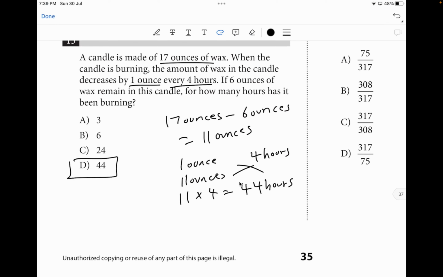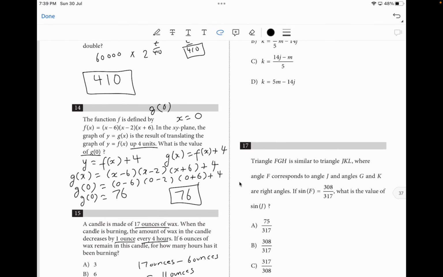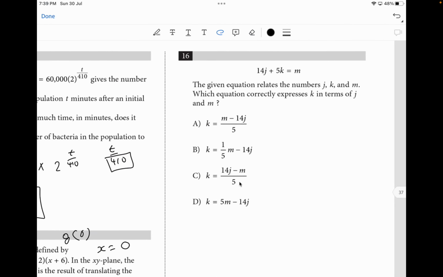Since you know that the candle is made of 17 ounces of wax and 6 ounces are remaining, how many hours has it been burning? You find out 11 ounces, you multiply it by 4 hours, and you should be getting 44 hours. And choice D is going to be the correct option for question number 15, okay? That's the correct way of solving it. Sorry, guys.